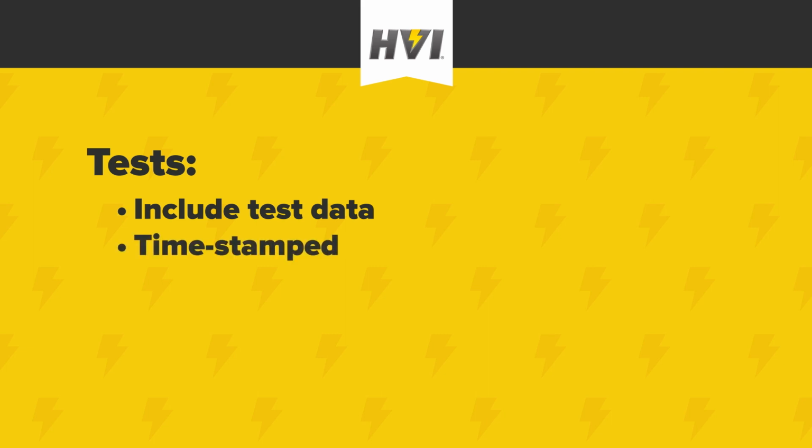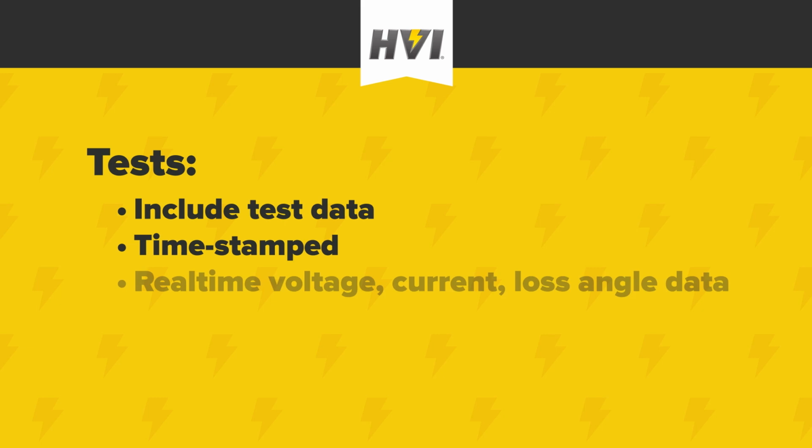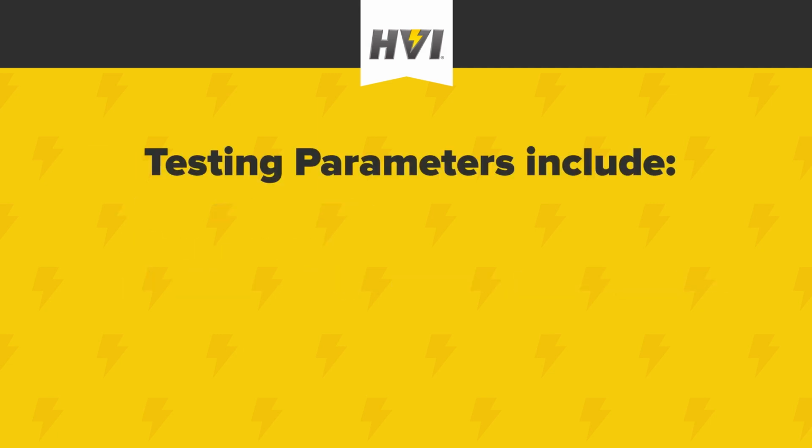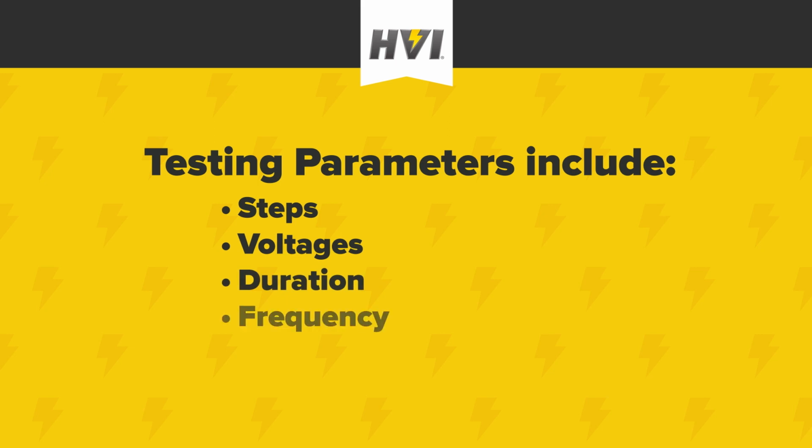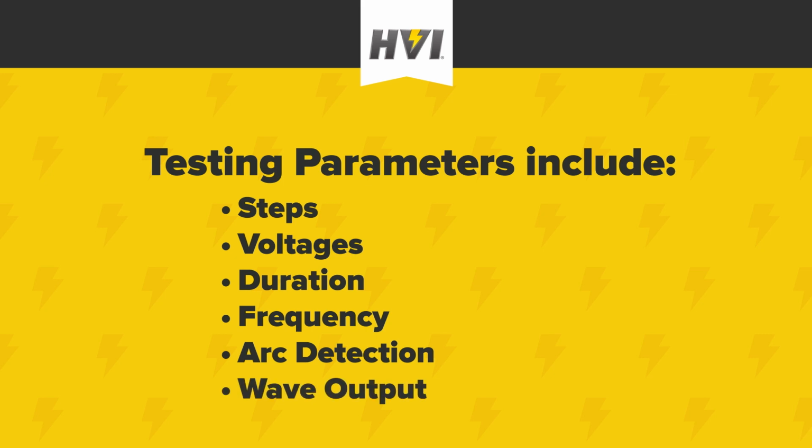Tests are specific to a date and time and contain data on the voltage, current, and, when used in conjunction with a tan delta bridge, the loss angle for a specific device under test. Tests will also include parameter data that reflects the overall test setup. This includes the number of steps in the test, their respective voltages, the step durations, the test frequency, the arc detection response, and the output type: sine, square wave, or one of two DC wave options.